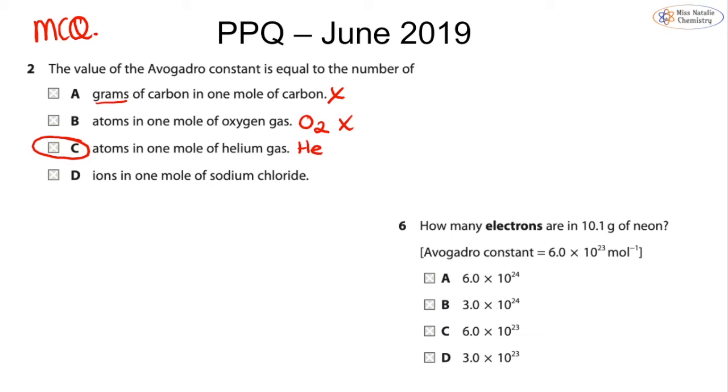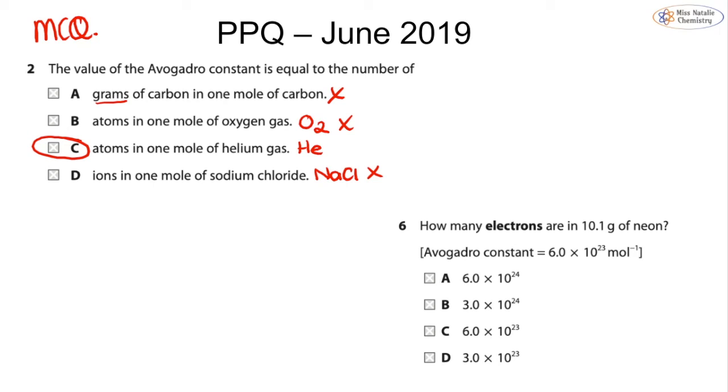But let's just confirm by looking at D, and D would be the number of ions in 1 mole of sodium chloride. But again, similar to oxygen, sodium chloride contains 2 ions. So that would mean that in this case, for 1 mole, it would be 2 times Avogadro's constant. So your answer here is C.